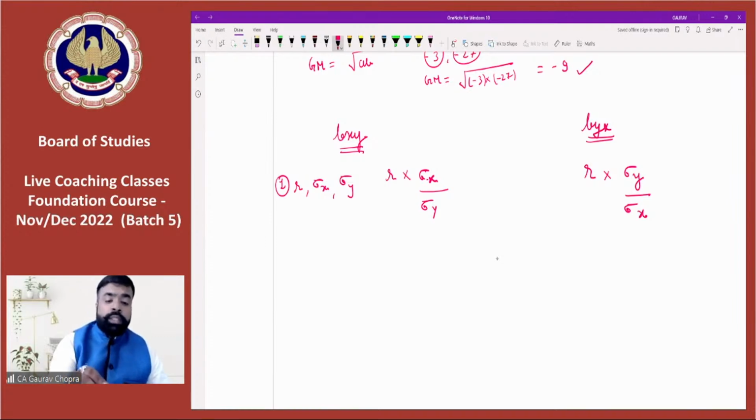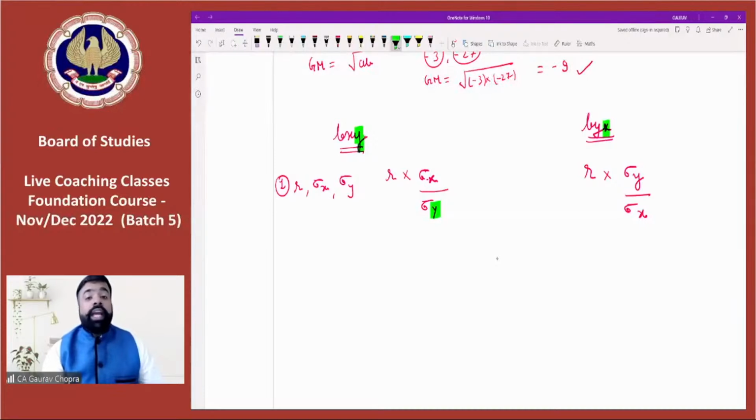So here you must take care that whatever is at last, if y is at last, then y will come in the denominator. Here at last we have written y in bxy, so y will come in the denominator. In byx, at last is x, then x will come in the denominator. So you can understand in this manner: whatever is behind is below. y is behind, so y is below. All right. So this is the formula for bxy.